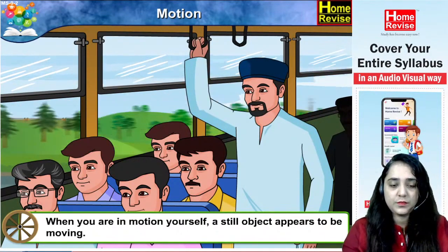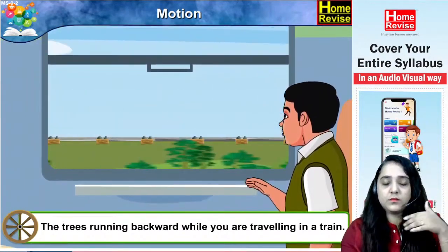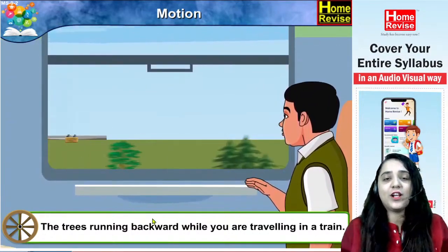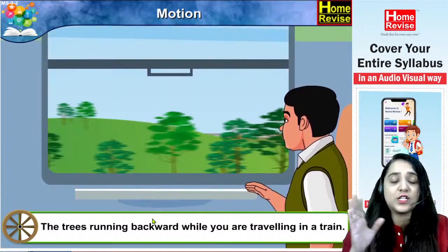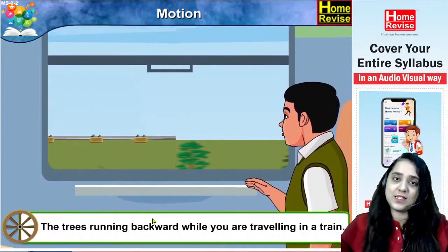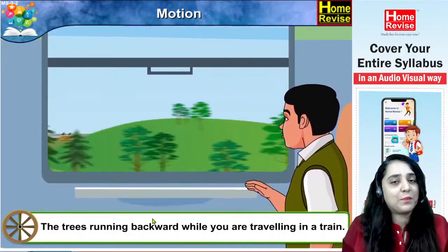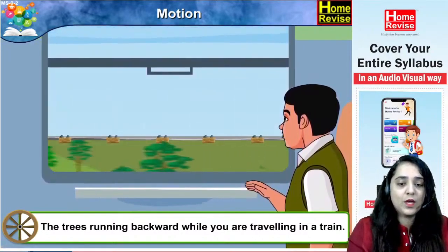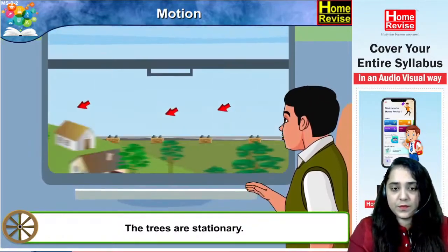Also, you must have seen the trees running backward while you are traveling in a train. Yes, this is the common thing which we all observe: when we are traveling in the train, we see that the trees are moving in the backward direction. Now, are the trees moving backward? No, the trees are stationary. We are in the train and the train is moving. That means we are in motion. Actually, the trees are stationary.